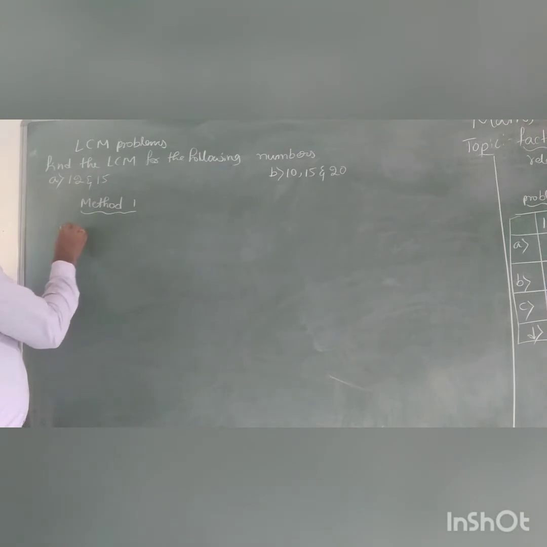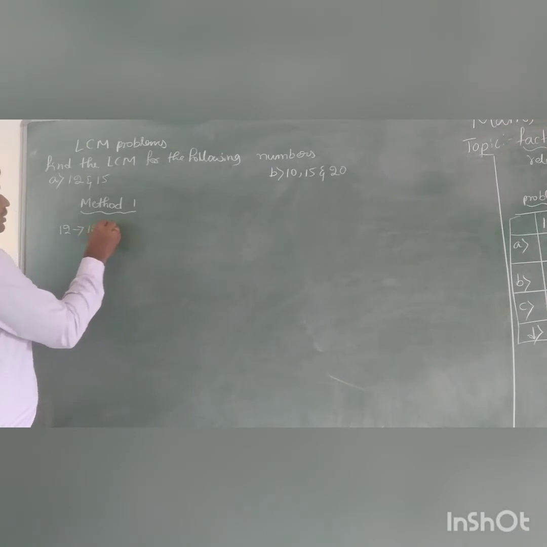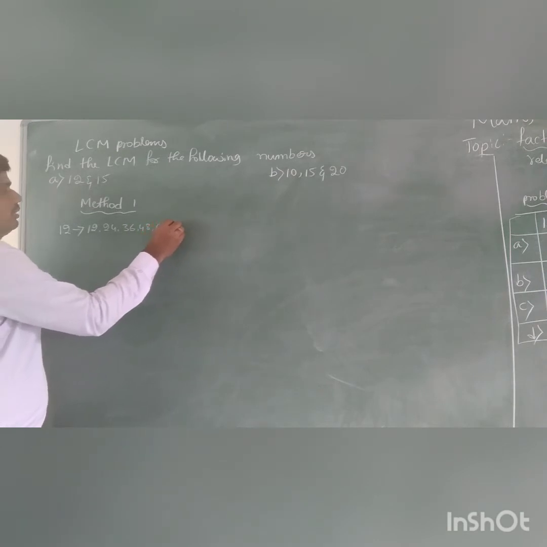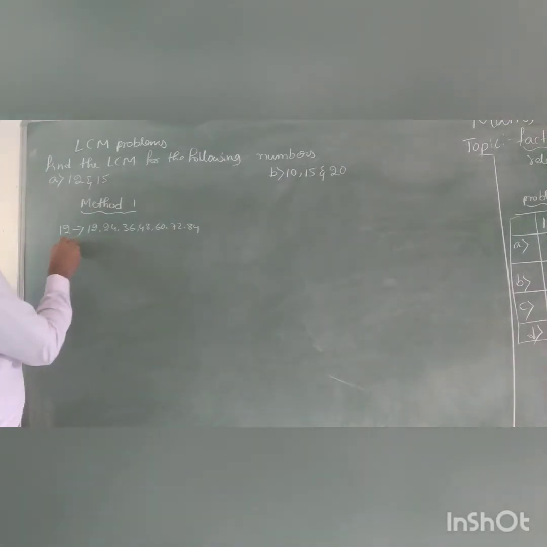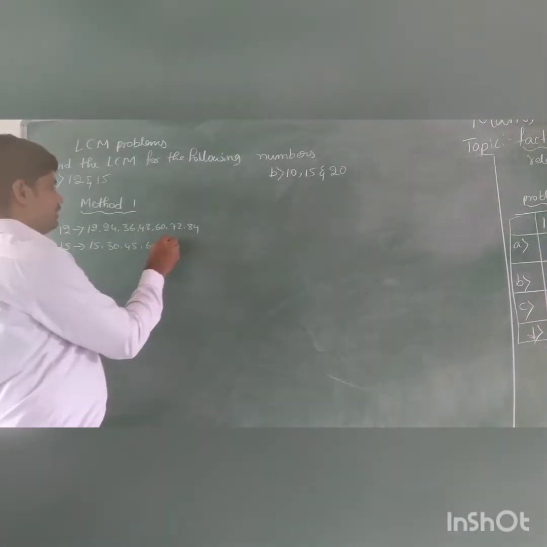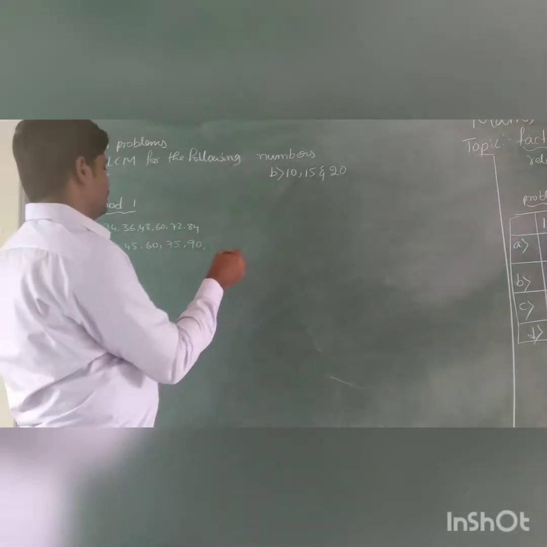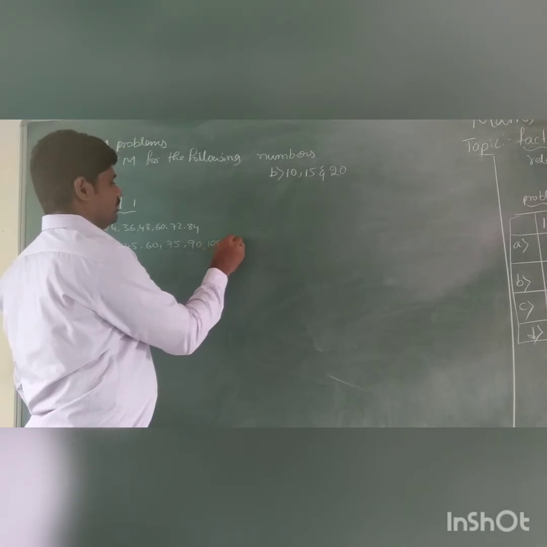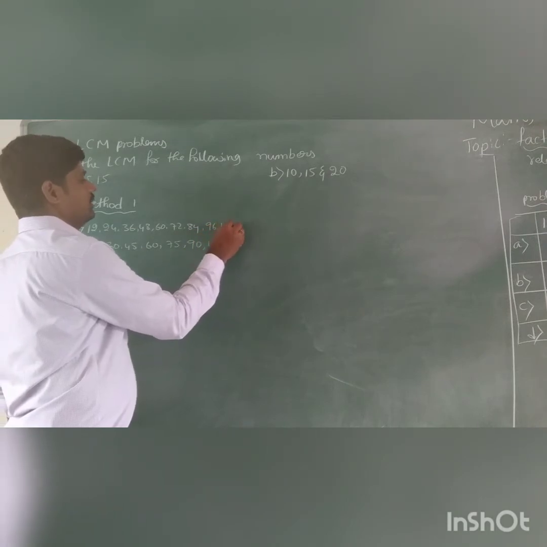First 12. You should list out the multiples of 12. Multiples of 12 are 12, 24, 36, 48, 60, 72, 84, 96. Those are the multiples of 12. Next, multiples of 15: 15, 30, 45, 60, 75, 90, 105, 120, like that.